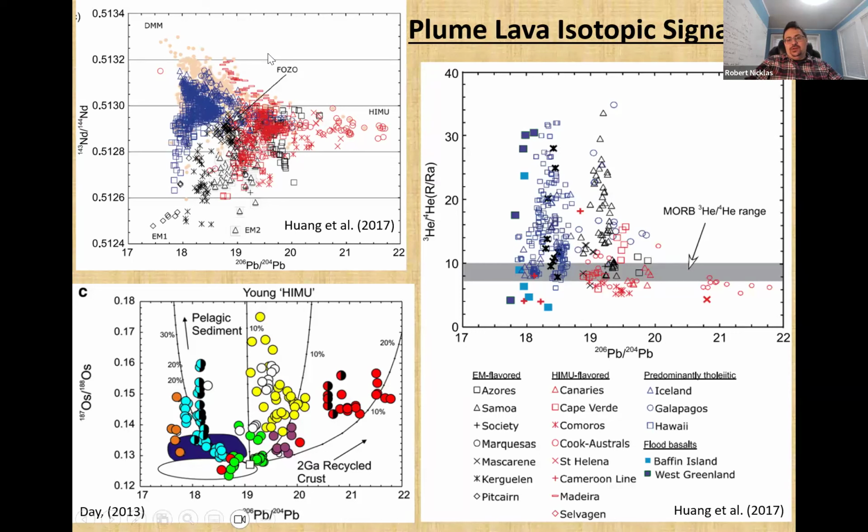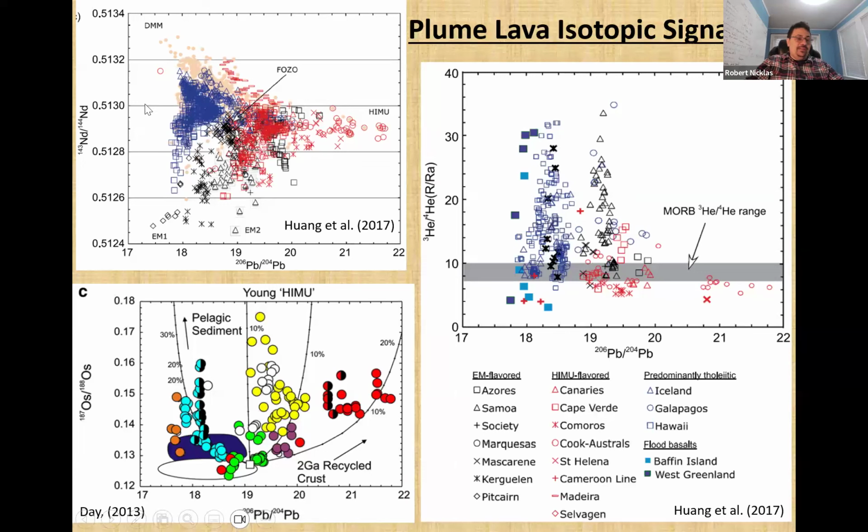Plume lavas show a variety of isotopic signatures, including high mu, which is radiogenic lead, but not very radiogenic neodymium, strontium, hafnium, other things. And this is thought to be the result of the recycling of oxidized oceanic crust. We have EM2, enriched mantle 2, which is the result of recycling of terrigenous sediments, and EM1, which is the result of probably recycling pelagic sediments, though EM1 is a little more debated.